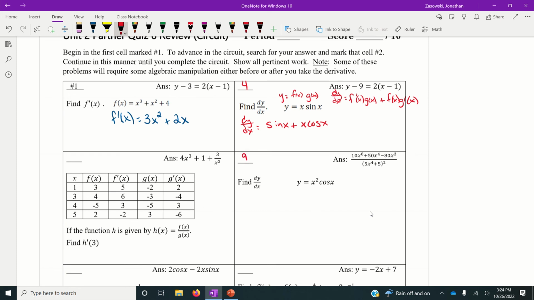All right, now we have another product rule. So dy over dx, derivative of the first is 2x times cosine x plus the first times the derivative of the second. Our derivative of cosine is negative sine. And so technically we could factor out an x. So we'll get 2x cosine x minus x squared sine x. If we factored out an x, it would be x times 2 cosine x minus x sine x.